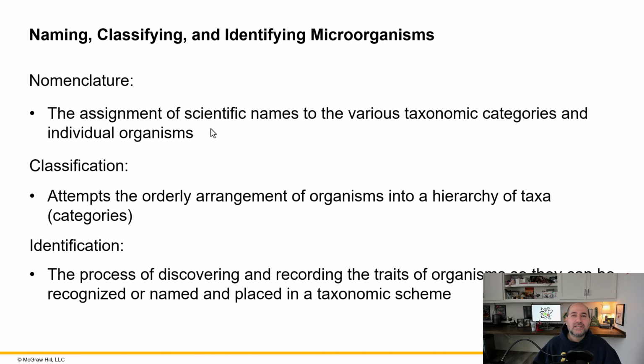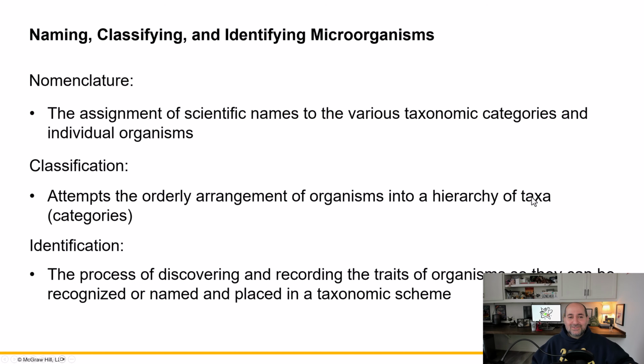Why is it a 2-word epithet? What's the first word represent? What's the second word represent? Do you have to write it a certain way? All that stuff. And we're going to talk about how it relates to microorganisms as well. So again, nomenclature, the assignment of scientific names to various taxonomic categories and individual organisms. Taxonomy is the field of biology that classifies and categorizes organisms based on their relatedness. Classification attempts the orderly arrangement of organisms into a hierarchy of taxa.